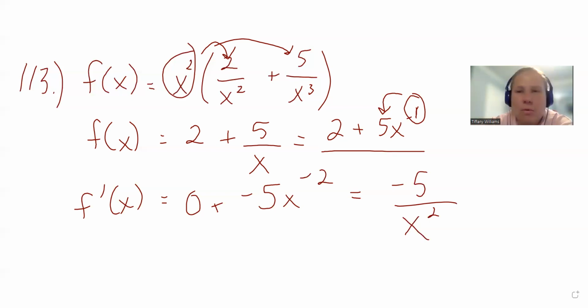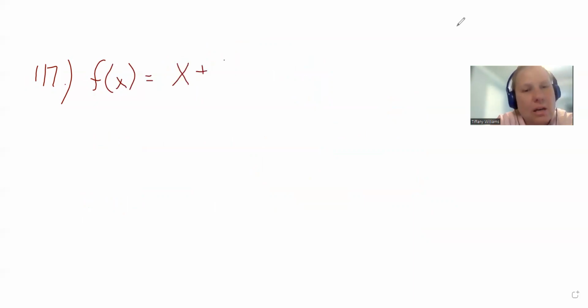So I'm going to do number 117. Number 117, they give me f of x equals x plus 9 over x squared minus 7x plus 1.